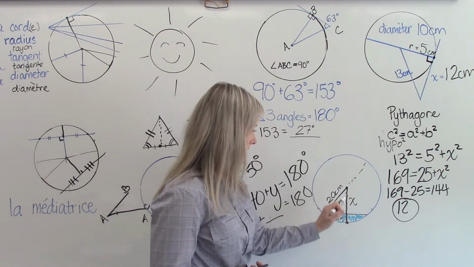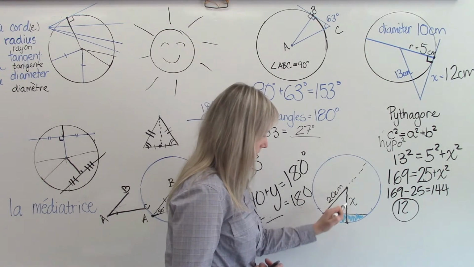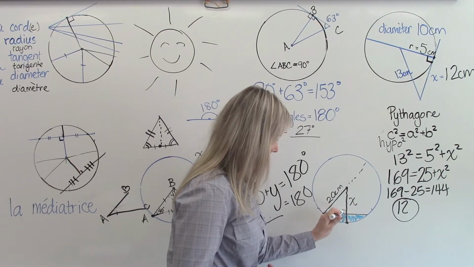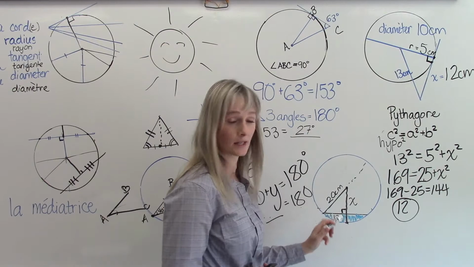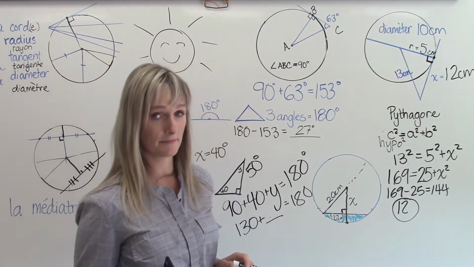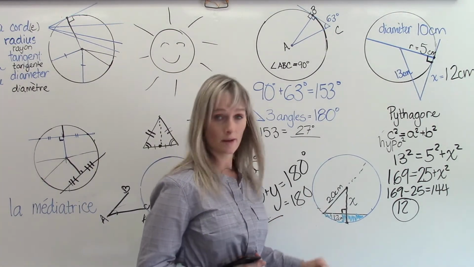Well, we know that because this is a chord and this is going straight to it, this is a 90-degree angle. Well, that's always helpful because as soon as we have a right angle triangle, we can use Pythagorean theorem. We can use trigonometry.